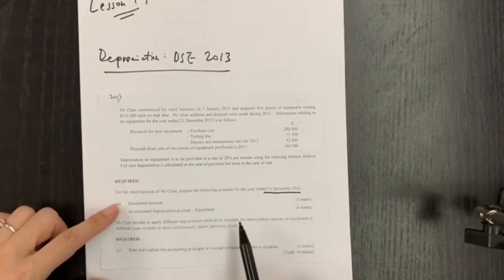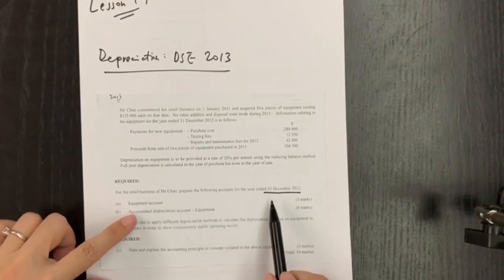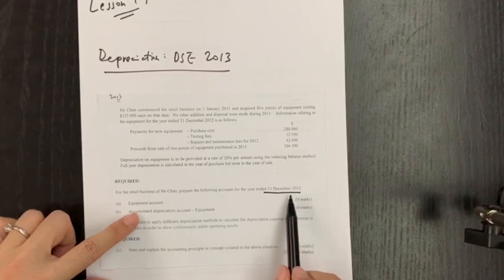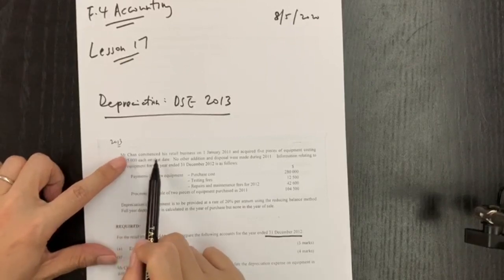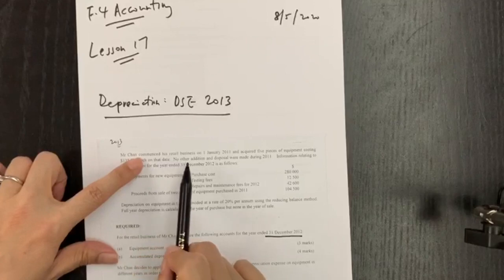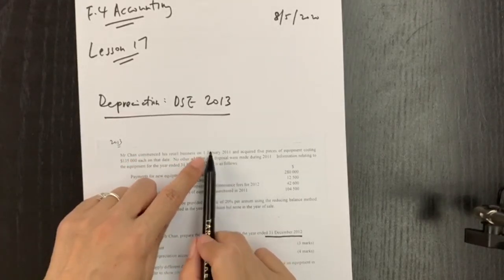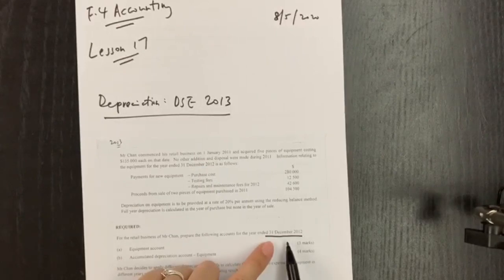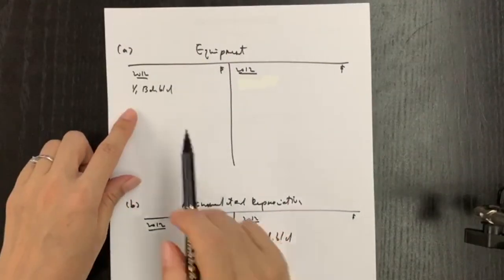Okay, so to calculate depreciation, the timeline is very important. So here we need to draw up these two accounts for the years 2011 and 2012. And then here at the beginning we have this: Mr. Chen commenced his retail business. Commenced means started his retail business on 1st January 2011. That means this is year 1, and here we have year 2. Therefore, in our T account here, there must be an opening balance to begin with.